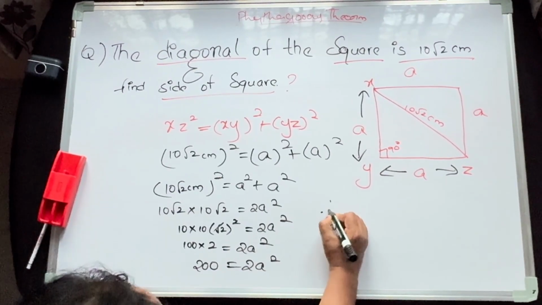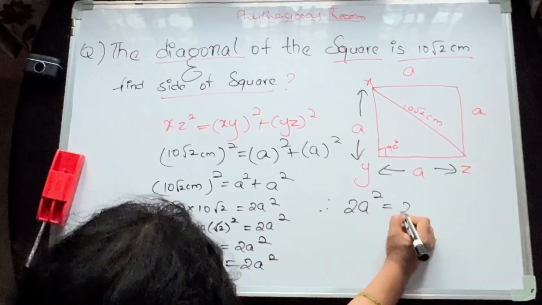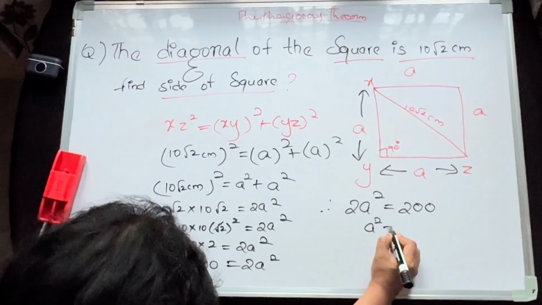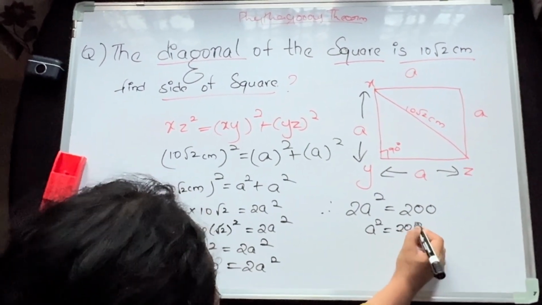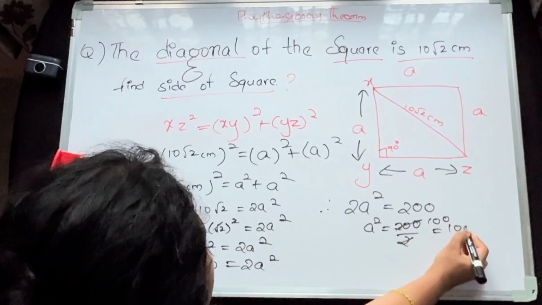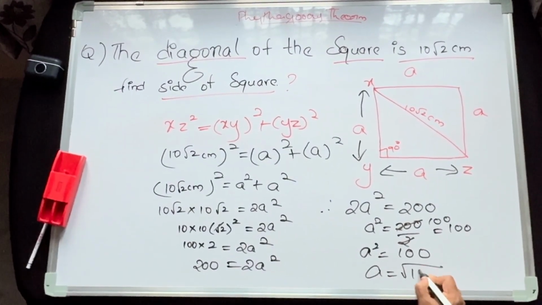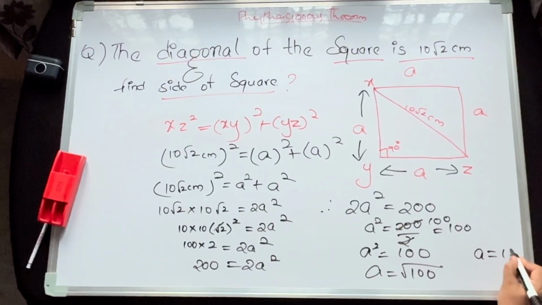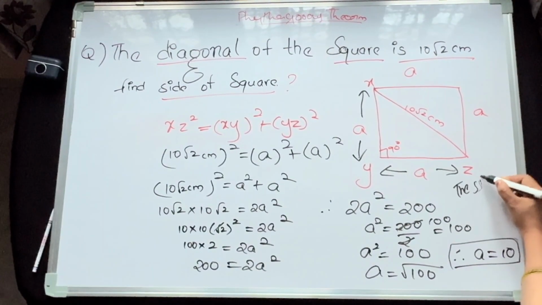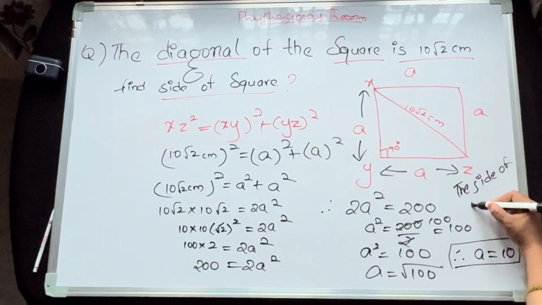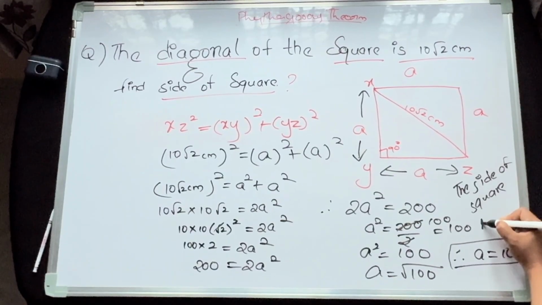See, therefore 2a square is equal to 200. a square is equal to 200 by 2, which is 100. a square is equal to 100. a is equal to root 100. Therefore a is equal to 10. The side of the square is a and it is 10 centimeters, because the question is given in centimeters here.